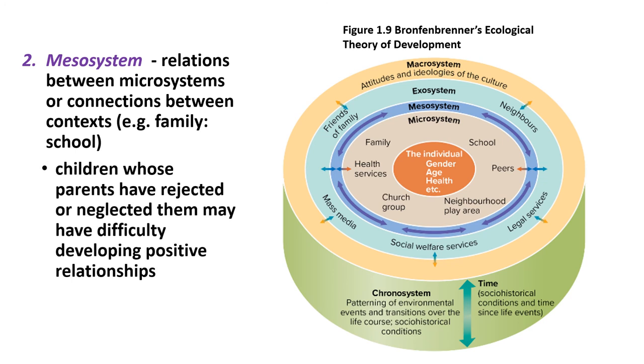Children of parents who rejected and neglected them may have difficulty developing positive relationships later. And this is the idea that effects that happen at one level will affect other levels of the mesosystem. And I actually quite solidly agree with that point. I think that there's a lot of truth in that.